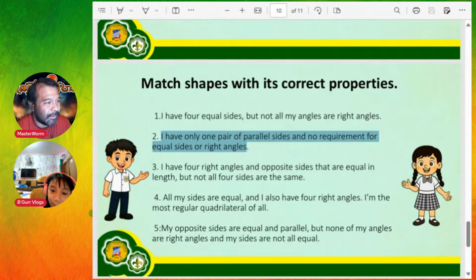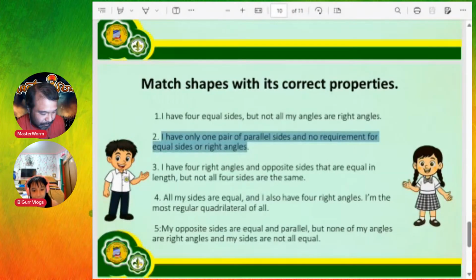You see the second question. You read the second question. I have only one pair of parallel sides and no requirement for equal sides or right angles. So what's the answer?